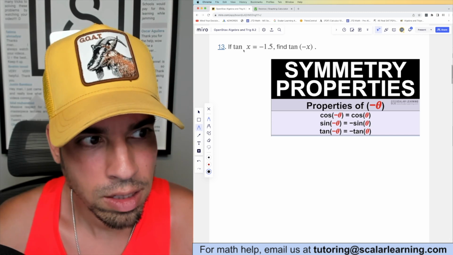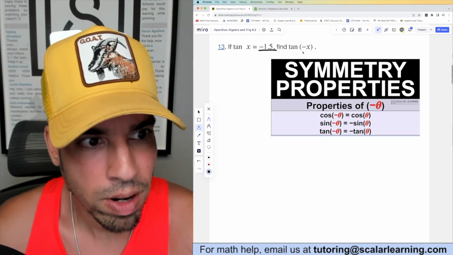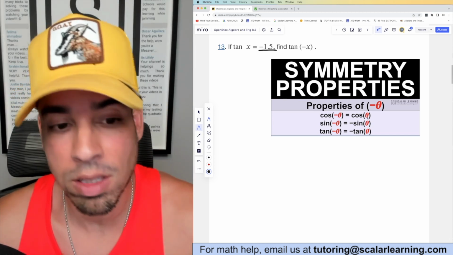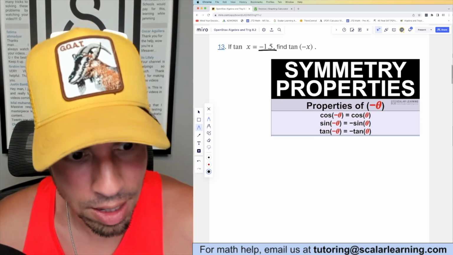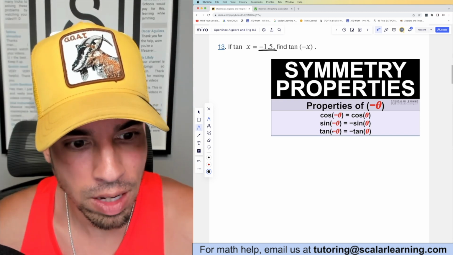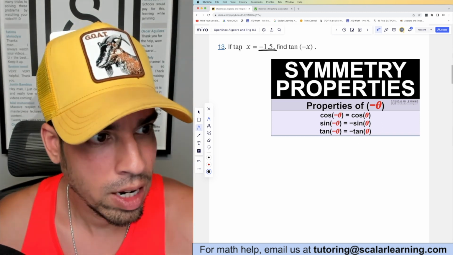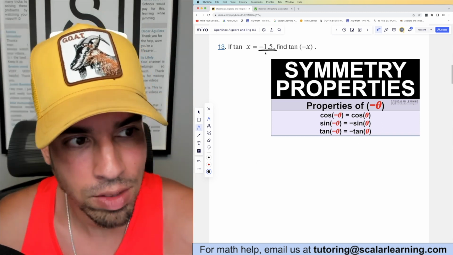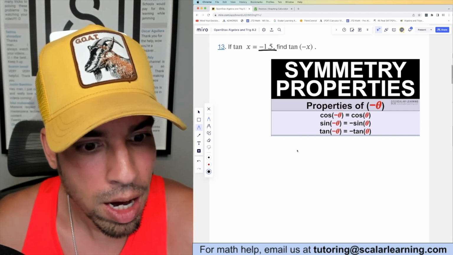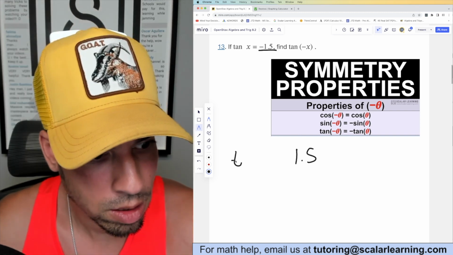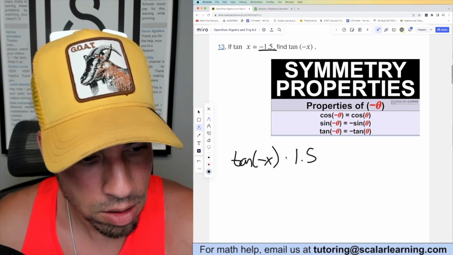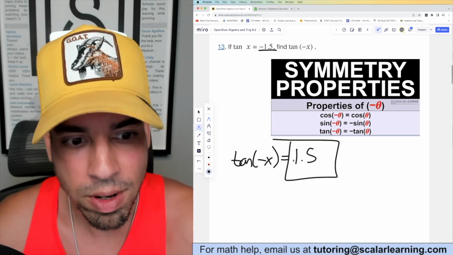So this question is asking if tangent of x equals -1.5, what is tangent of negative x? It comes down to the symmetry properties of tangent, which state that tangent of negative theta, or x in this case, is equal to negative tangent of x. So if tangent of x is -1.5, negative tangent of x is positive 1.5, which means tangent of negative x is equal to positive 1.5, boom, done.